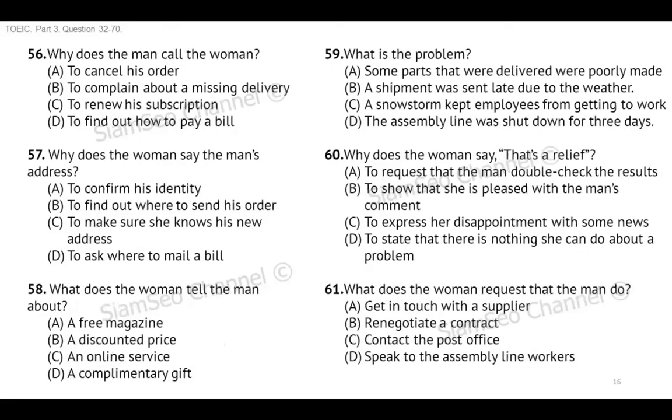Questions 56 through 58 refer to the following conversation.